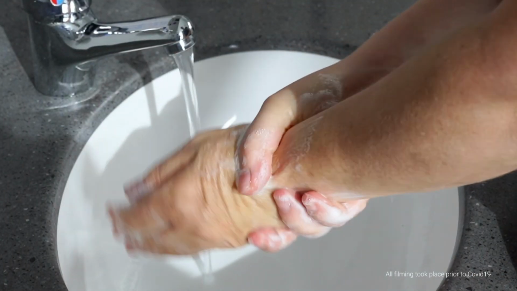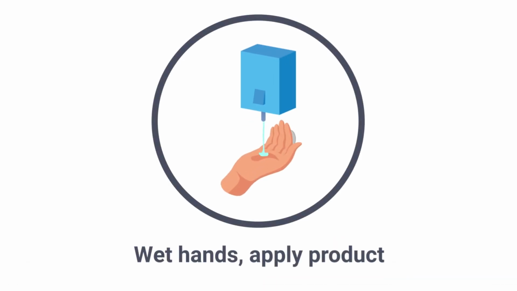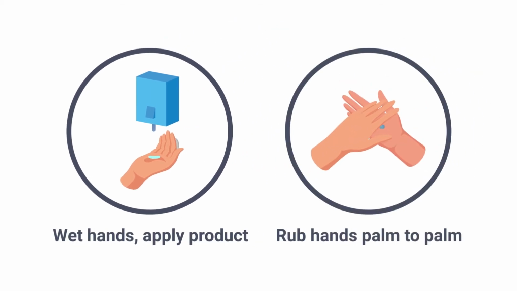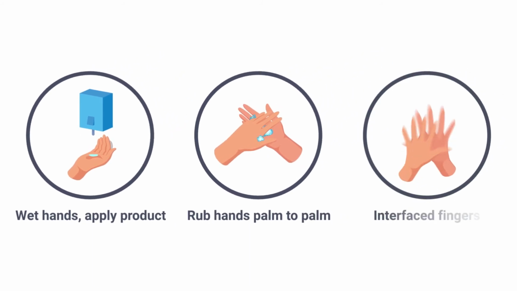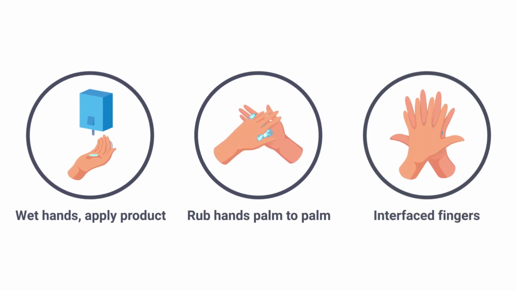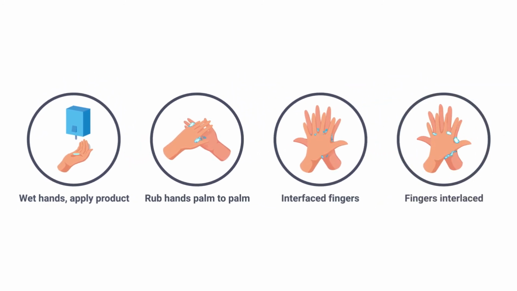How to hand wash with soap and water. 1. Wet hands with water. Apply a palmful of the product in a cupped hand and cover all surfaces. 2. Rub hands palm to palm. 3. Right palm over left dorsum with interlaced fingers and vice versa. 4. Palm to palm with fingers interlaced.